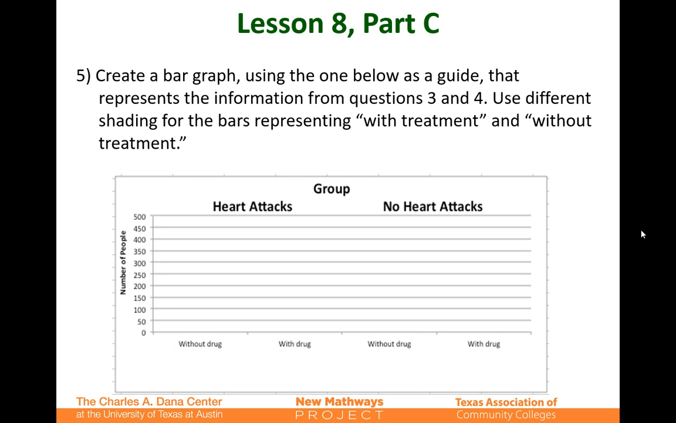Just create a bar graph using the one below as a guide that represents the information from questions 3 and 4. Use different shading for the bars representing with treatment and without treatment. So, how many heart attacks without the drug? If we do not have the drug, we expect to get 200 heart attacks.